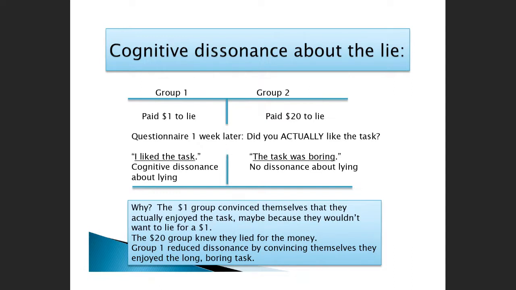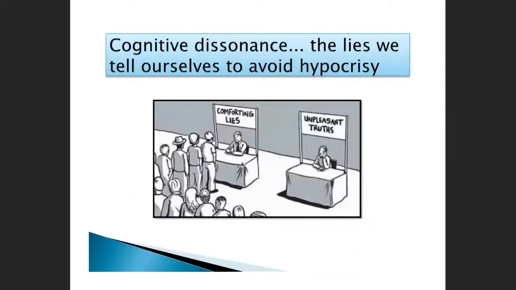Maybe they didn't want to lie for $1. Maybe they felt bad lying, getting, as I jokingly say, you sell your soul for $1. Maybe they didn't want to do that. The $20 group knew they had lied to get the money. And so the first group reduced cognitive dissonance by convincing themselves they did enjoy the long, boring task. The second group knew they had told the lie to get the money. It was really clear: I was paid to lie. So cognitive dissonance, there's a little cartoon I saw, the lies we tell ourselves to avoid hypocrisy. We don't want to be a hypocrite, so we tell ourselves these little lies to make ourselves feel comfortable.